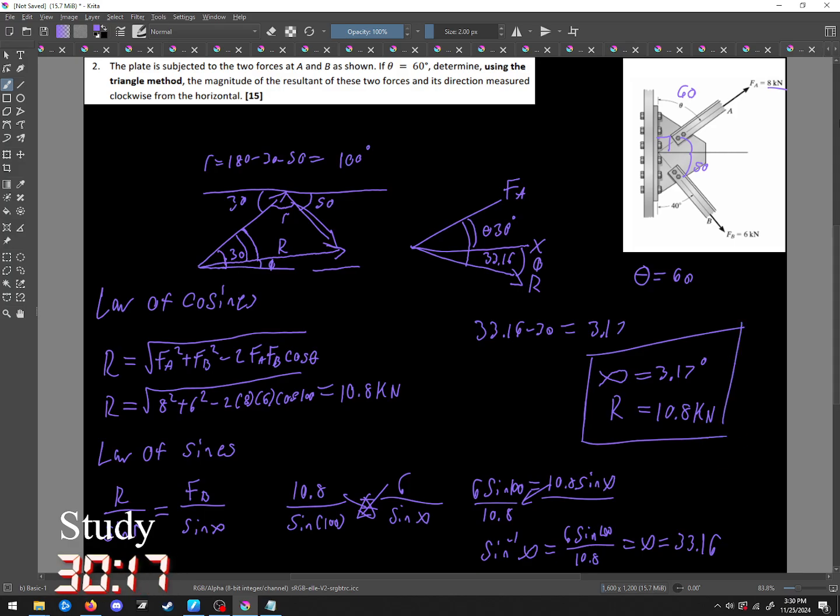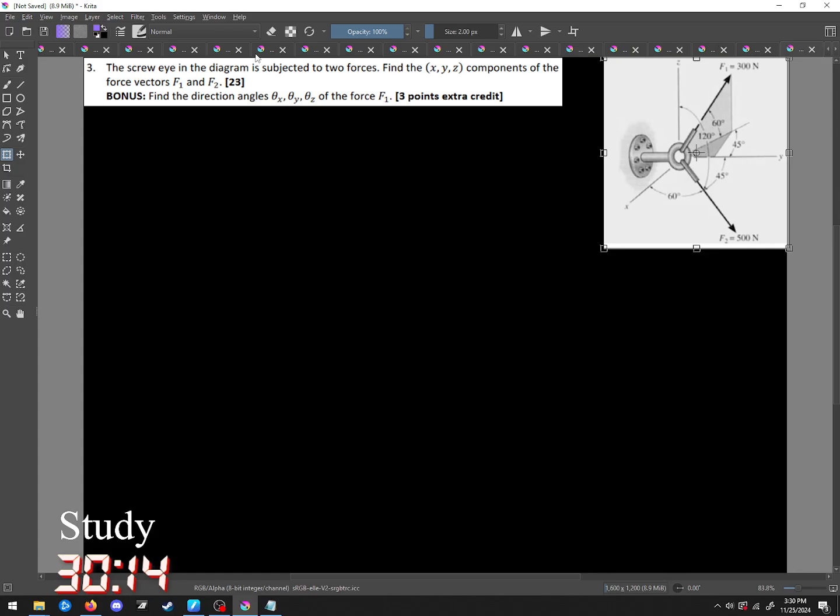Okay, on to the next one. The screw eye diagram. Okay, this one's neat. This one's interesting. It is subjected to two forces. Find the x, y, and z components of the force vectors F1 and F2. And the bonus is find the direction angles theta x, theta y, and theta z. 3 points extra credit.